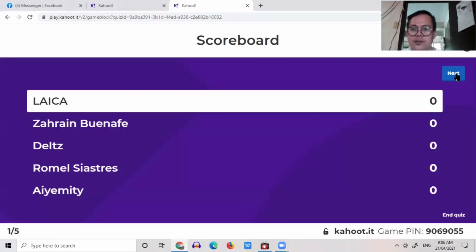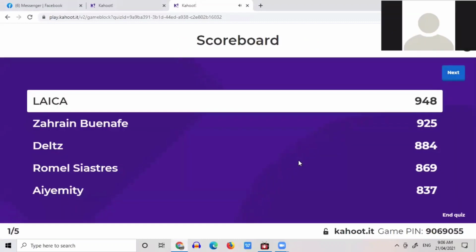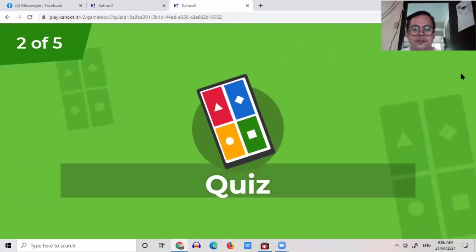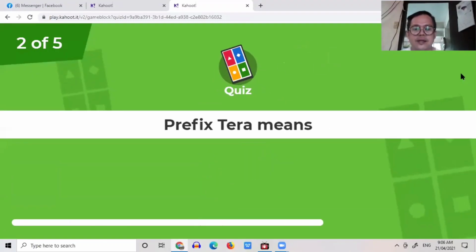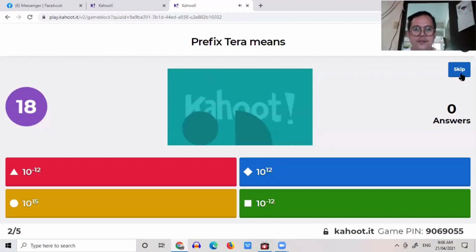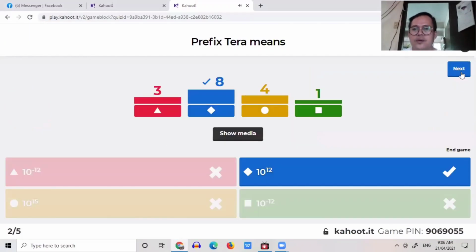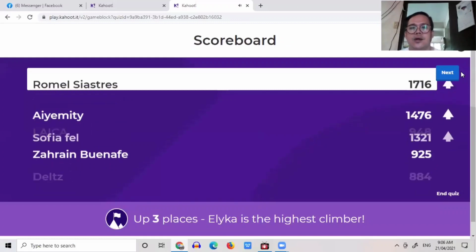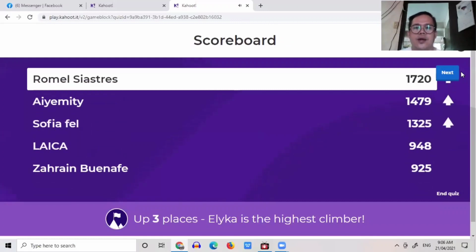Okay, let's check. Okay, so this is now the prefix terra means. Okay, so 8, the correct answer. And there you are.